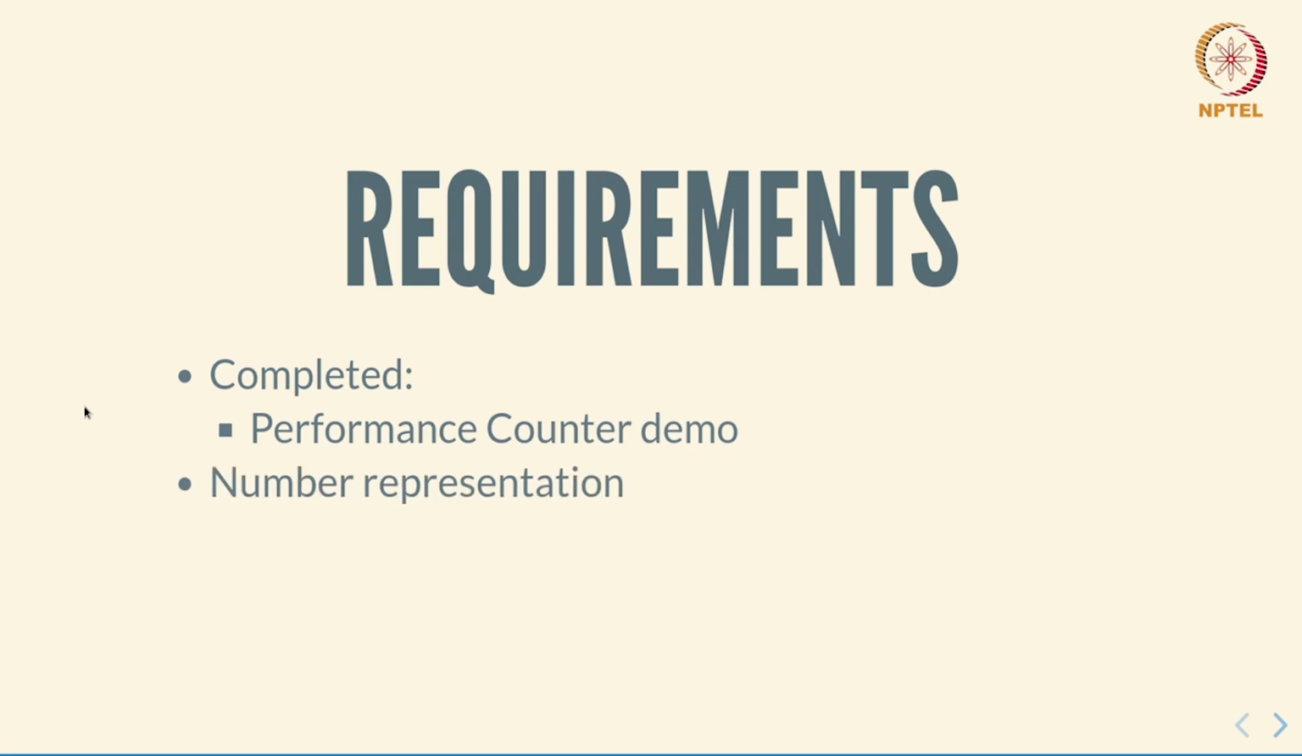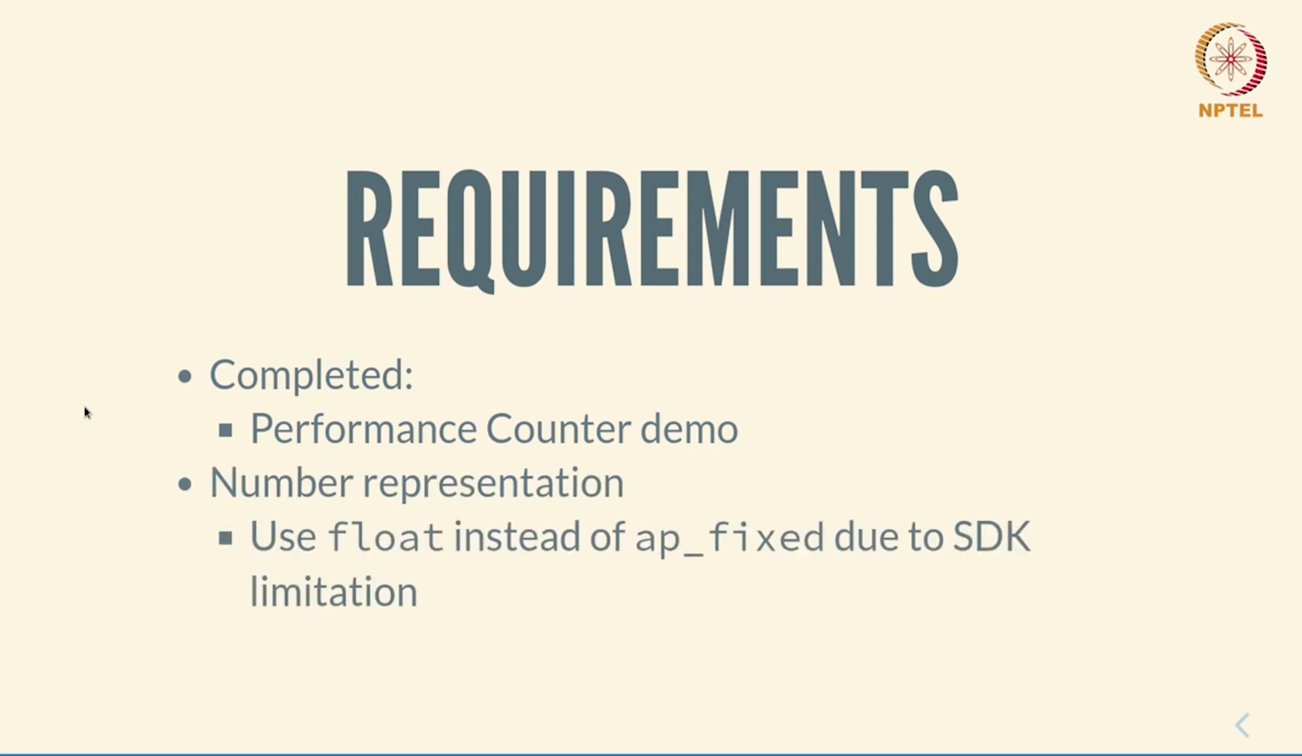The second change that we are making is that for the number representation we are going to use float instead of AP fixed. This is due to limitations in the Vivado SDK and also the microblaze processor itself. The processor does not have native support for the AP fixed data type. So to keep this demo simple, I am going to use float instead of trying to emulate the AP fixed functionality.